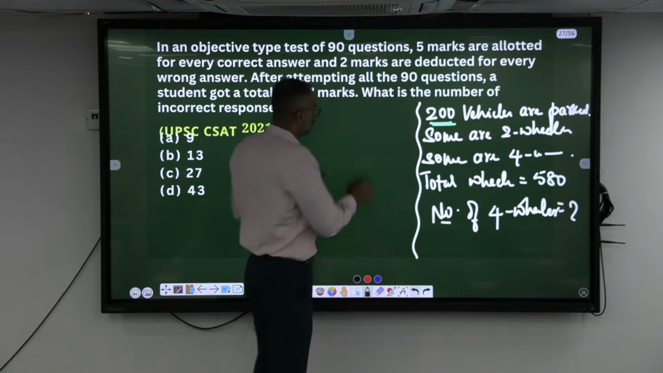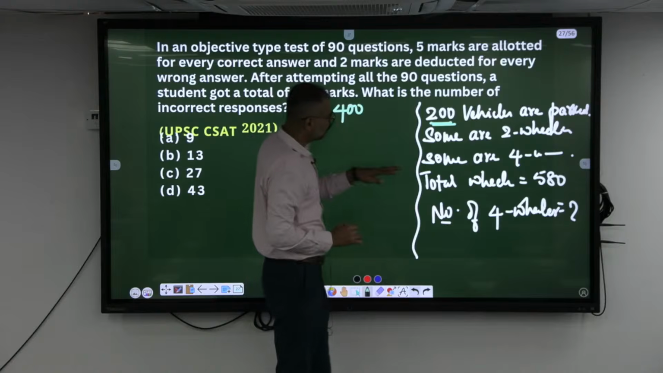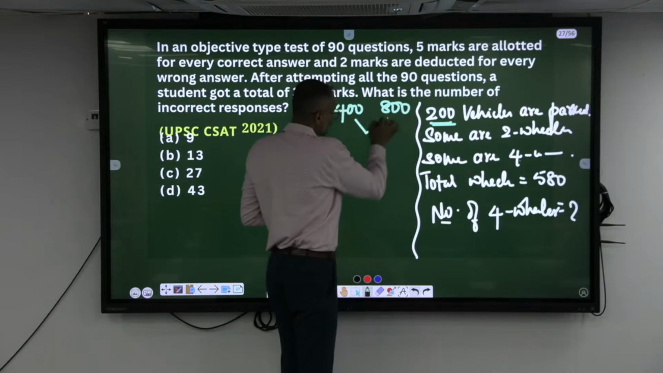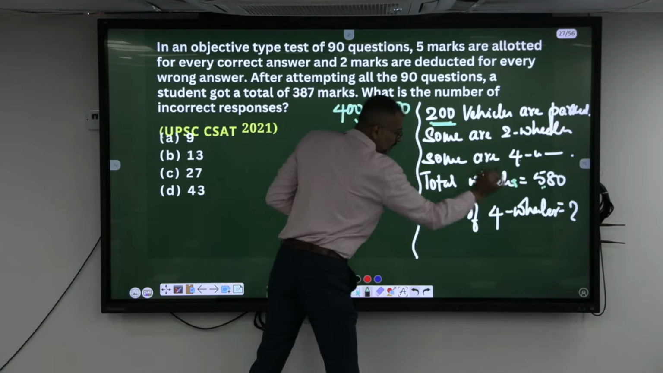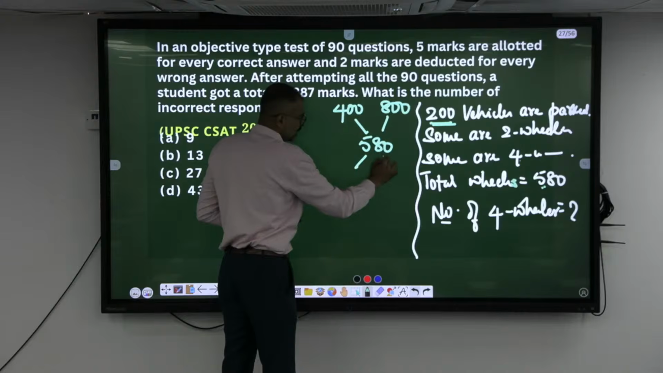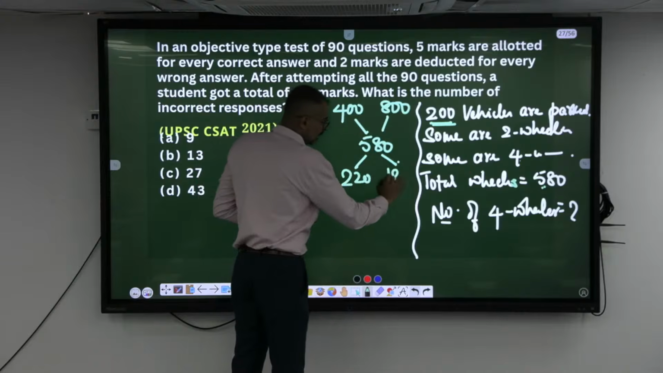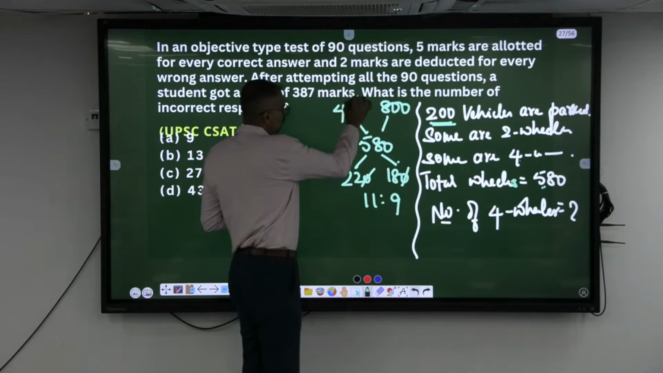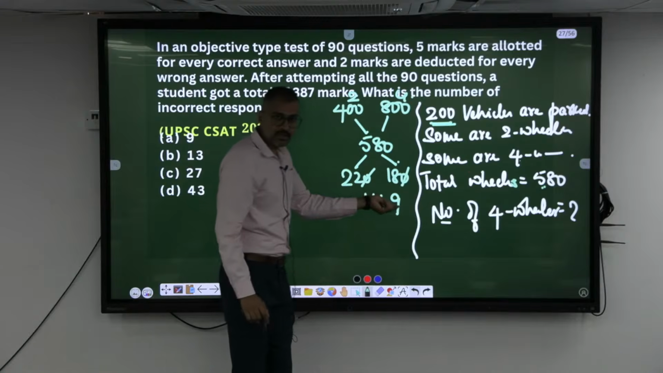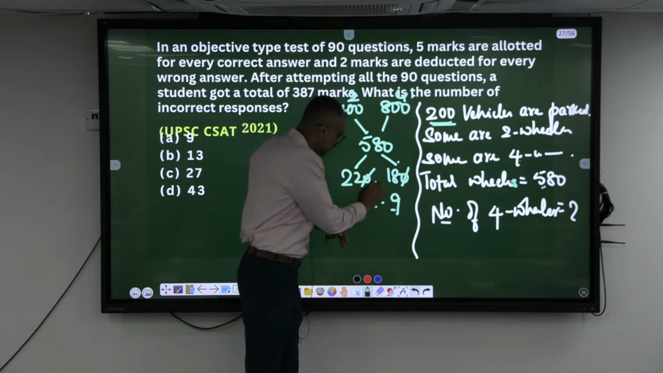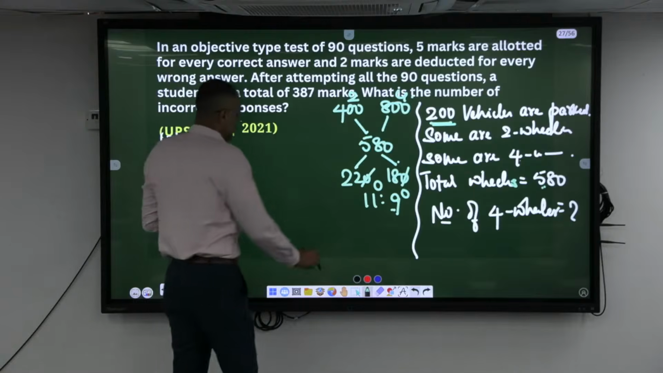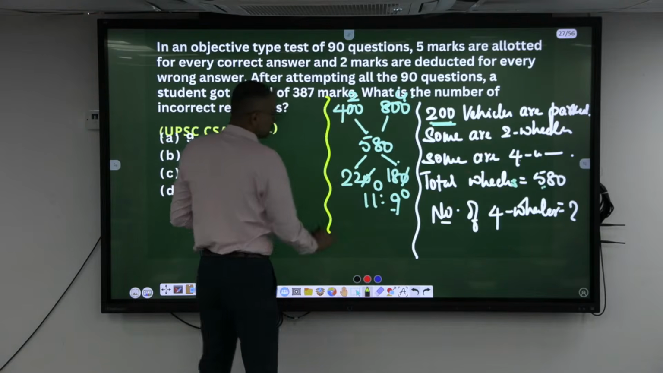400 wheels, right? 400 wheels. If I consider all the 200 vehicles as four-wheelers, how many wheels it would be? 800. But actually the number of wheels are 580. If I take the difference here, this will be 220, this will be 180. Okay, if I take the ratio here, this is 11:9. Meaning 11 are two-wheelers, 9 are four-wheelers. If I divide 200 in the ratio 11:9, this has to be 110 and 90. Alligation. Understood?